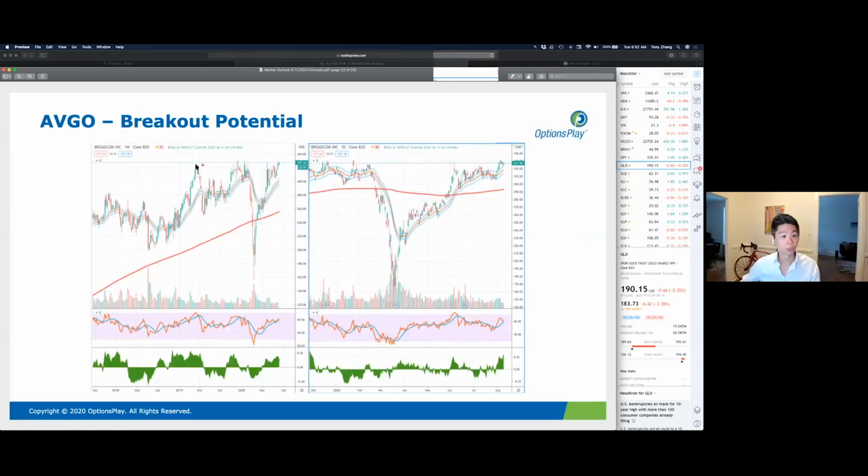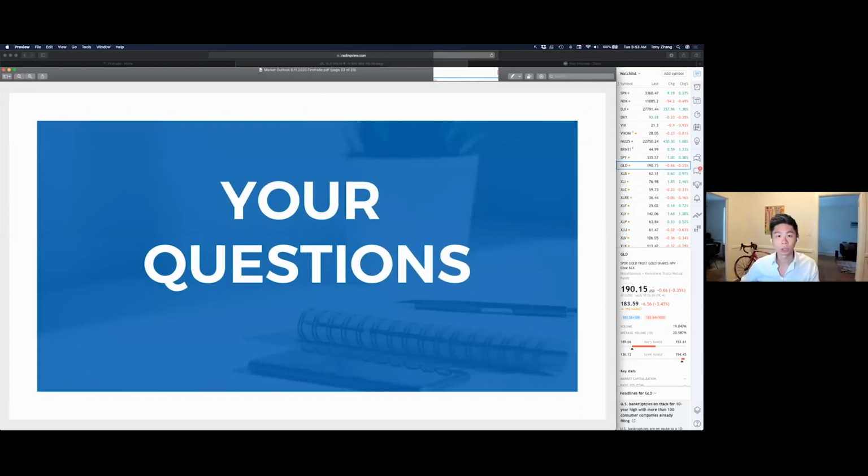AVGO, Broadcom, this is one that we're also paying attention to in the semiconductor space. So you have a massive triple top around 330 or so, finally looking like it's about to break out. Certainly in the short run, 320 was that resistance level for the past few months. It broke out above it, came back to retest this as support, and can potentially start moving higher as well. So those are some of the ideas that we're currently paying attention to from a chart perspective.